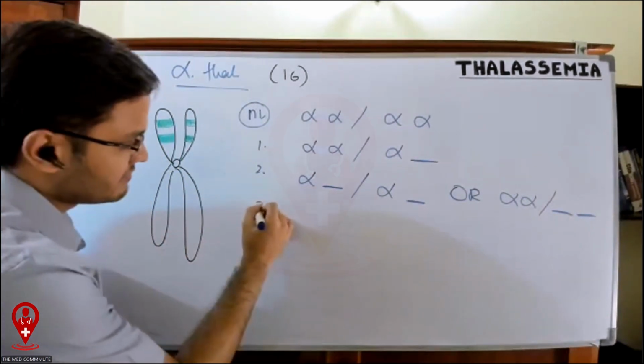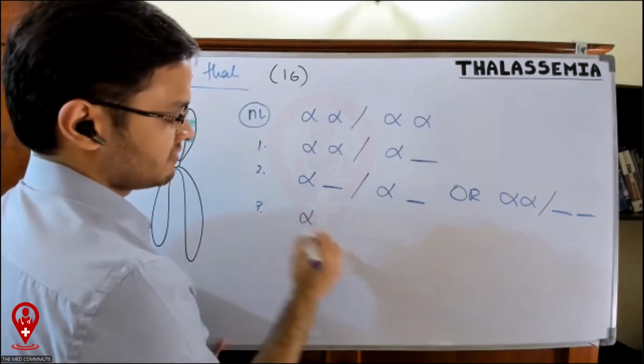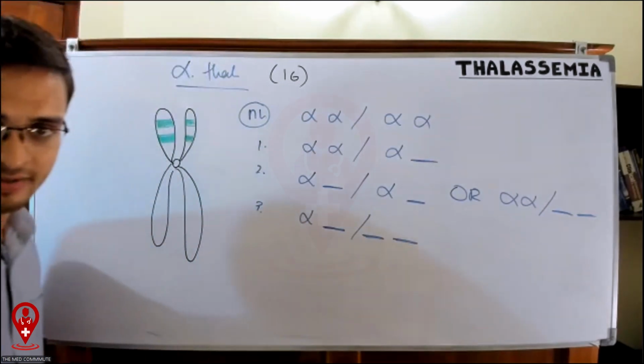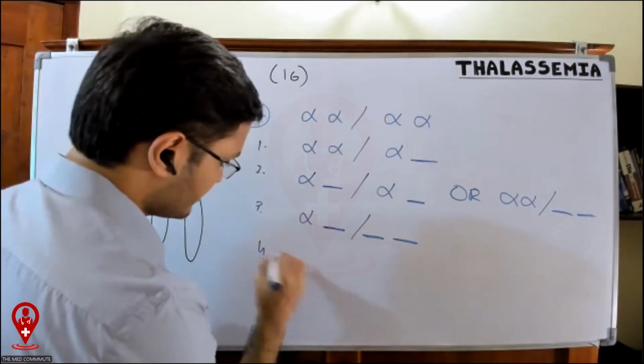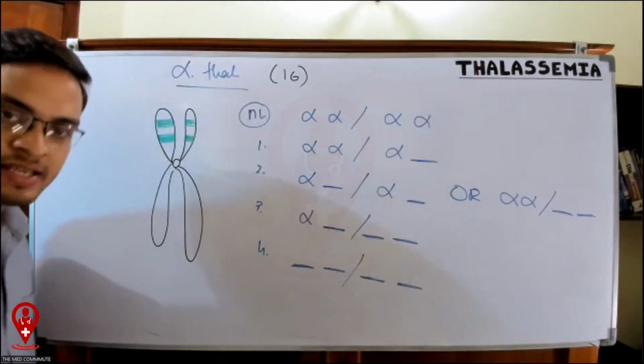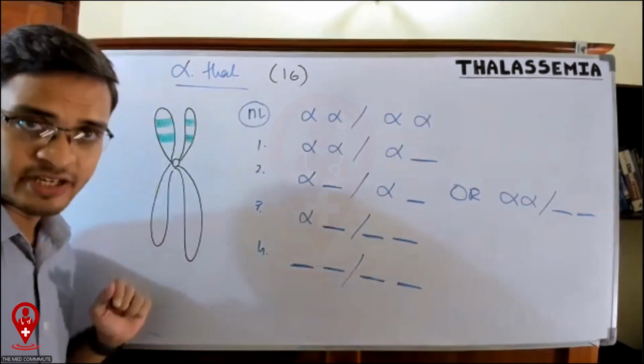Right? Then what is the third one? The next one. Three alpha genes are gone. What will that look like? One alpha is there. This is gone. This is gone. This is gone. Three gene deletions. Okay. And the final one is all the alphas are deleted. So these are the possibilities when it comes to alpha thalassemic gene deletions, right?